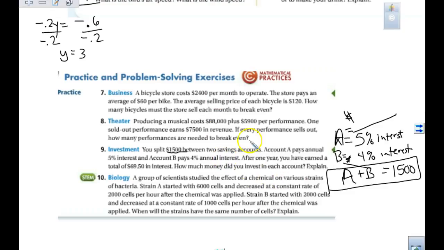The only thing that's different in this problem is that they don't tell us the percent times the 1,500. They tell us this interest is $69.50. So in our second equation, it is going to be 0.05A plus 0.04B equals my total interest. In our other problems, they told us the total, like the 1,500 times a percent. They don't tell us what percent we earned. It was a combination, and that's how much interest. So that one's a little different than the other mixture problems that we saw.